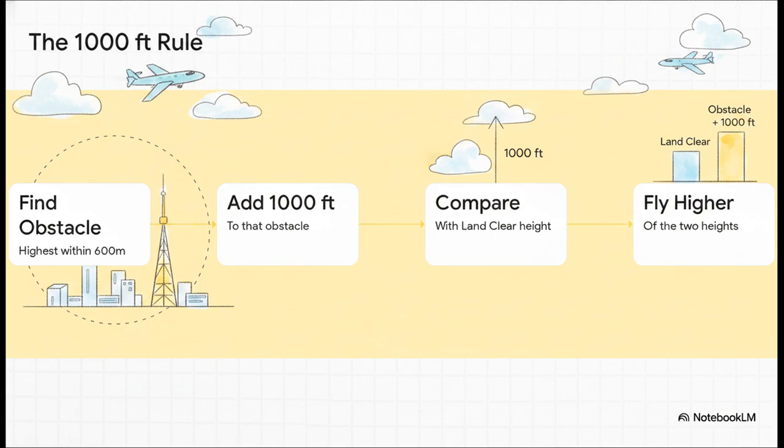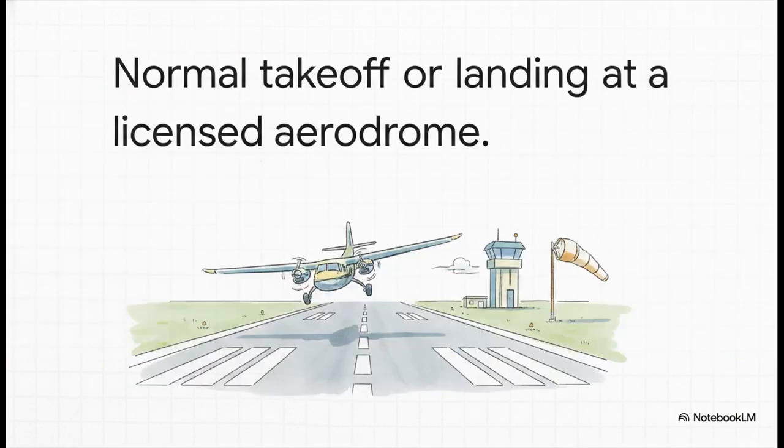So here's the kicker. You evaluate the land clear height. Then you evaluate the 1,000 feet above the highest obstacle within 600 meters height, and you absolutely must fly at whichever height is higher, no exceptions. Well, actually, scratch that. There is one exception, because you do have to get back on the ground eventually, right? The only time you're exempt from this strict congested area rule is when taking off from or landing at a licensed or government aerodrome, as long as you're following normal aviation practice.